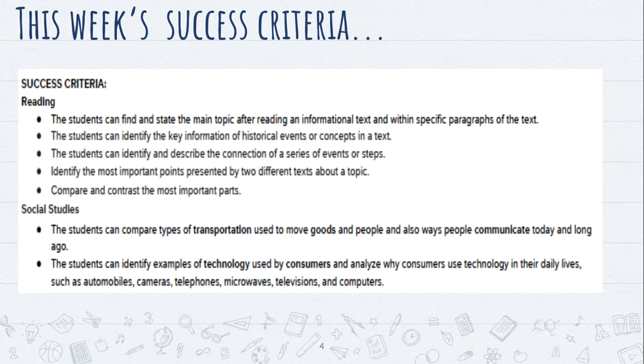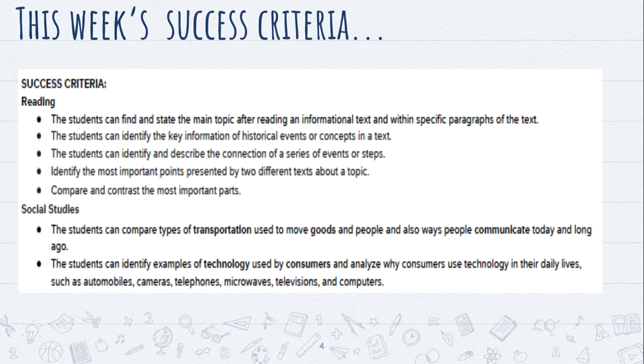This week's success criteria. For reading, you're going to work on finding and stating the main topic. You're going to identify key information of historical events, describe connections between a series of events or steps, identify the most important points presented by two different texts about the same topic, and then compare and contrast those points.